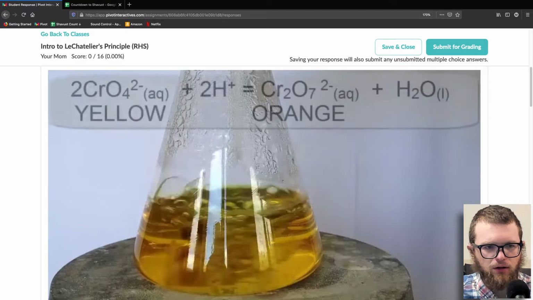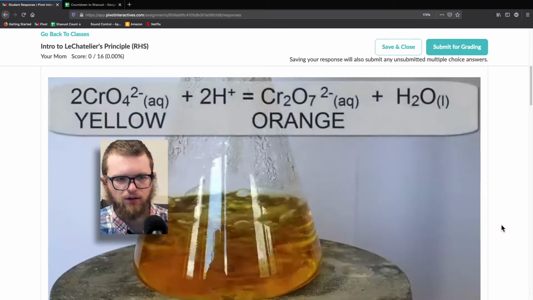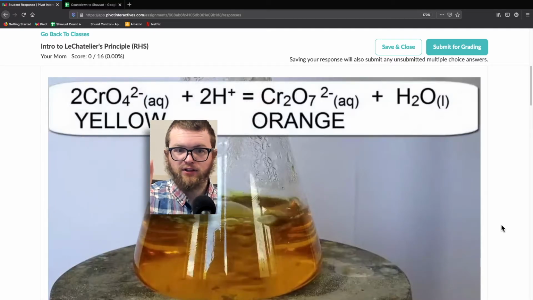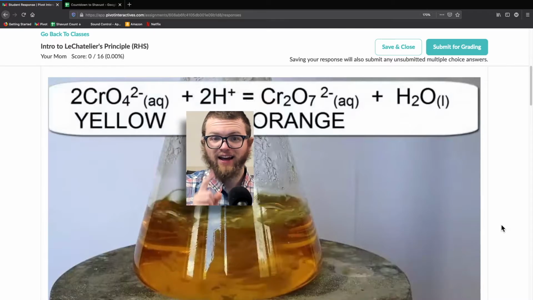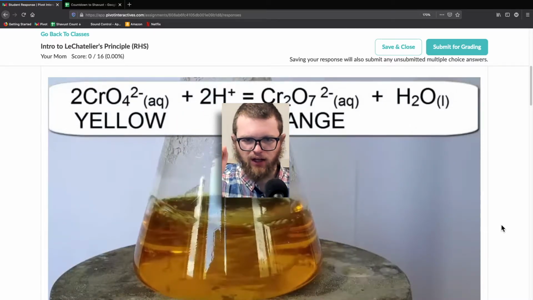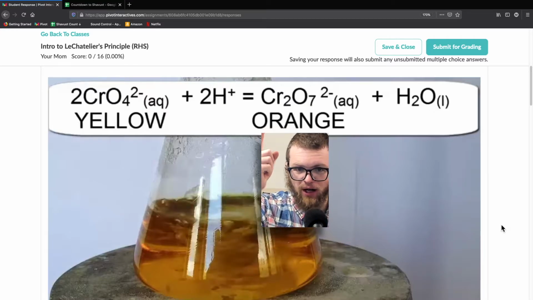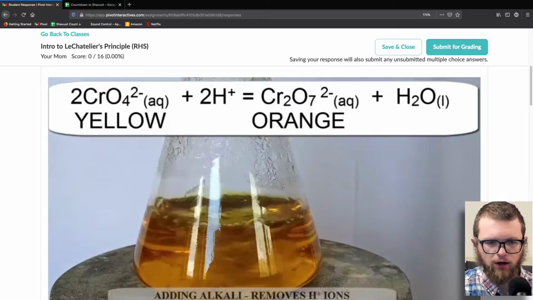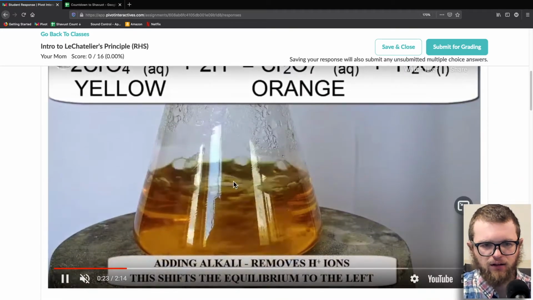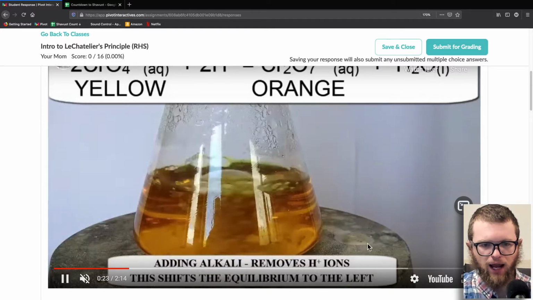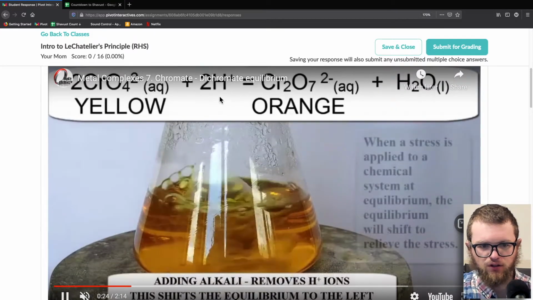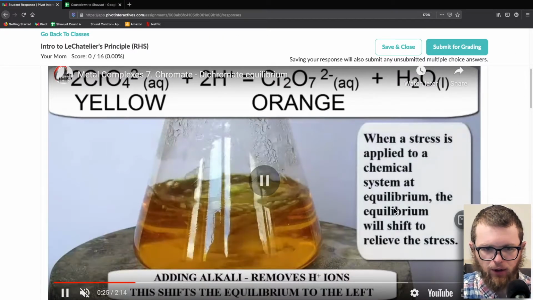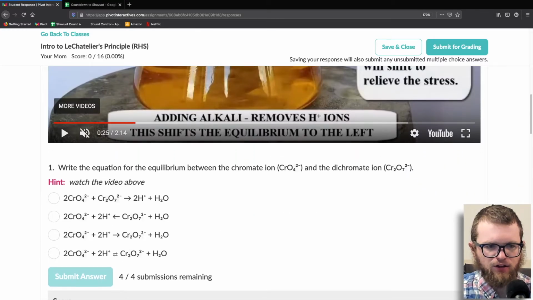All right, so here is the equation. We've got 2 of the chromate ion, which turns the solution yellow, plus 2 hydrogen ions, in equilibrium, there should be arrows on that equal sign but there's not, with the dichromate ion, which turns the solution orange, plus liquid H2O in the form of water. And then there'll be different squirts to add alkali to remove some of these 2 H+ ions, and they will also add in acid, which adds in more H+ ions. But before we get into any of that, let's answer some questions.